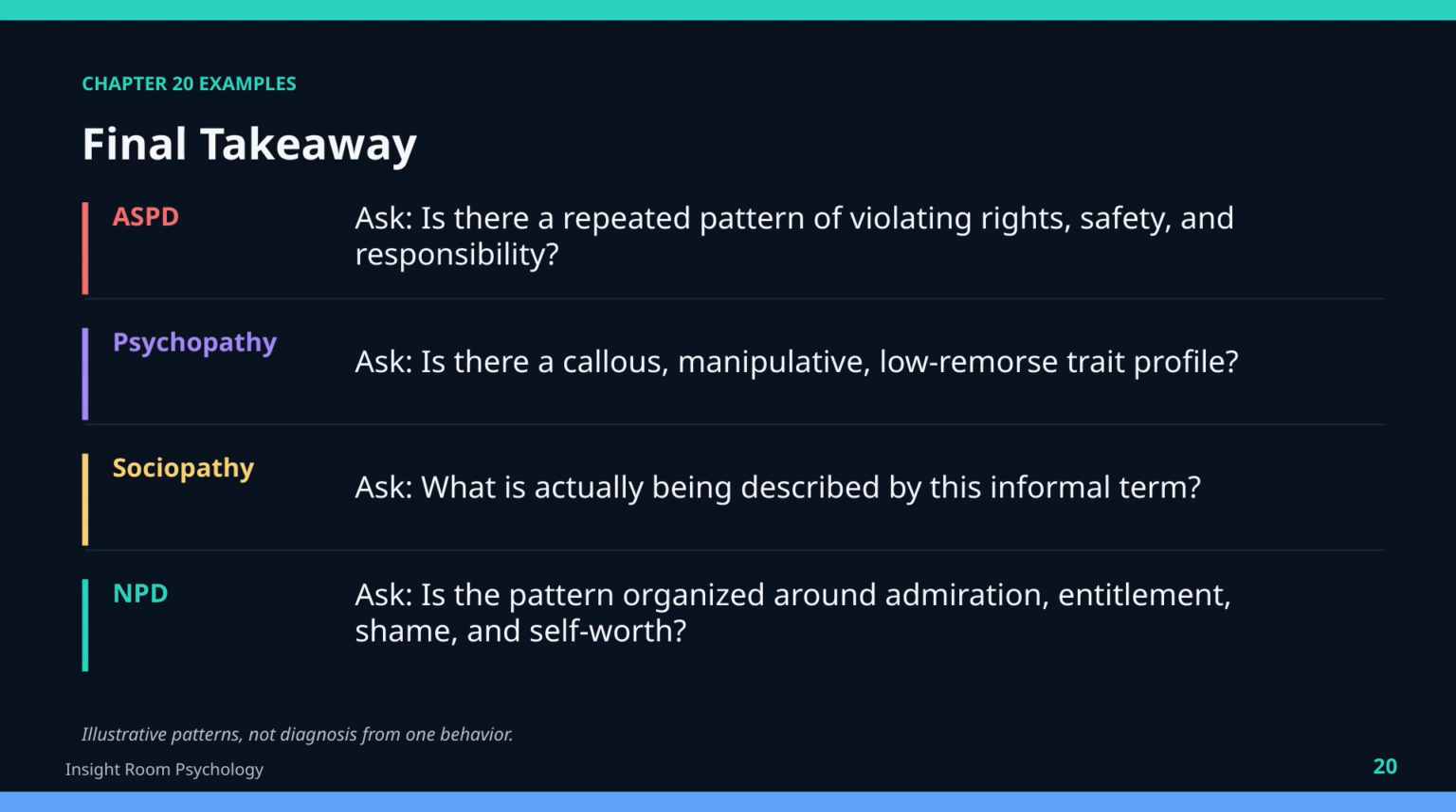Those questions are often more useful than arguing over labels. Because in real life, what matters most is the pattern over time. Not one apology, not one bad day, not one charming moment, not one cruel moment, the pattern.